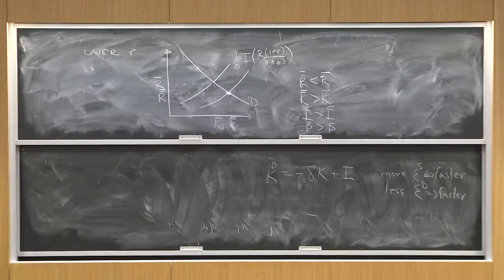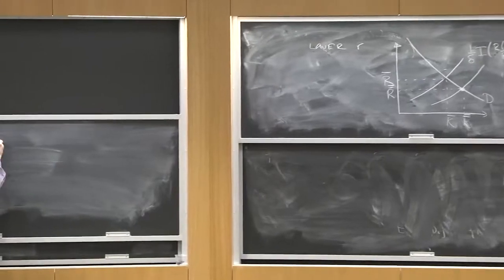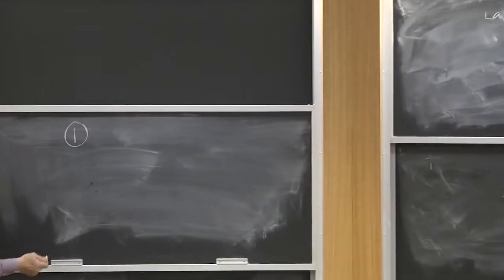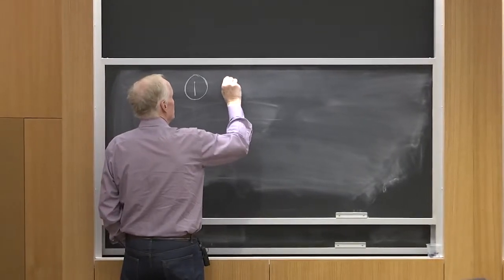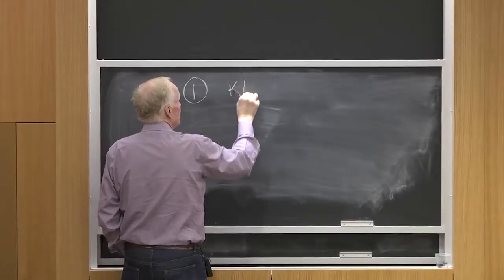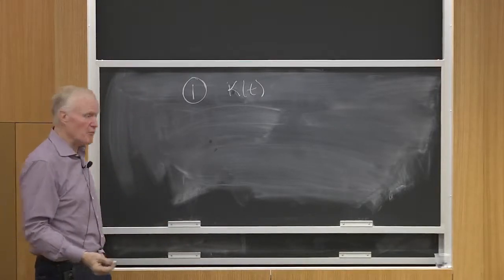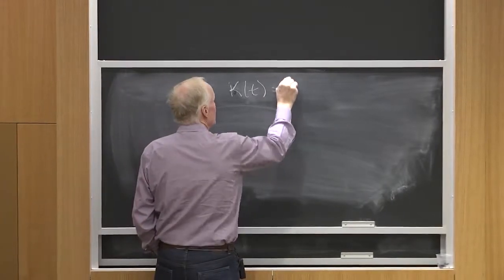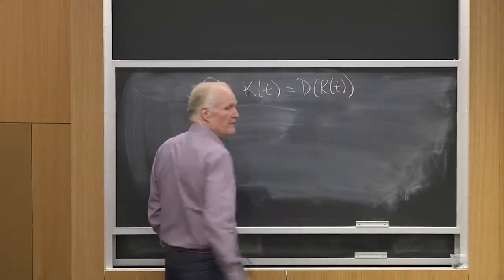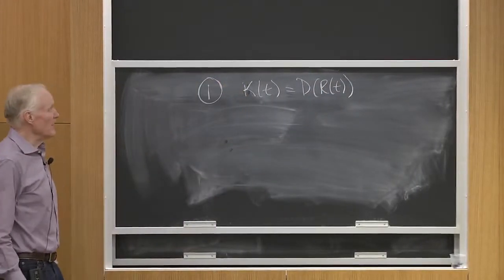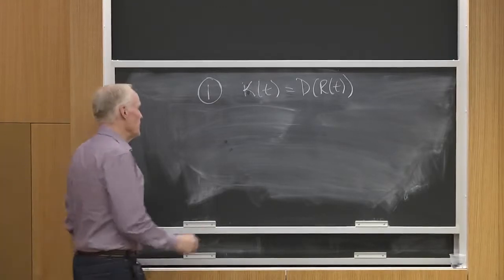So if we want to do this model in continuous time, it's very similar actually. Equation 1 is the same. It's just k of t, because k is now just a function of t, right? That's in a continuous time world. K of t equals d of r of t. Everybody agrees with that. That's just saying the amount we have is just the amount people demand at the current rental price.